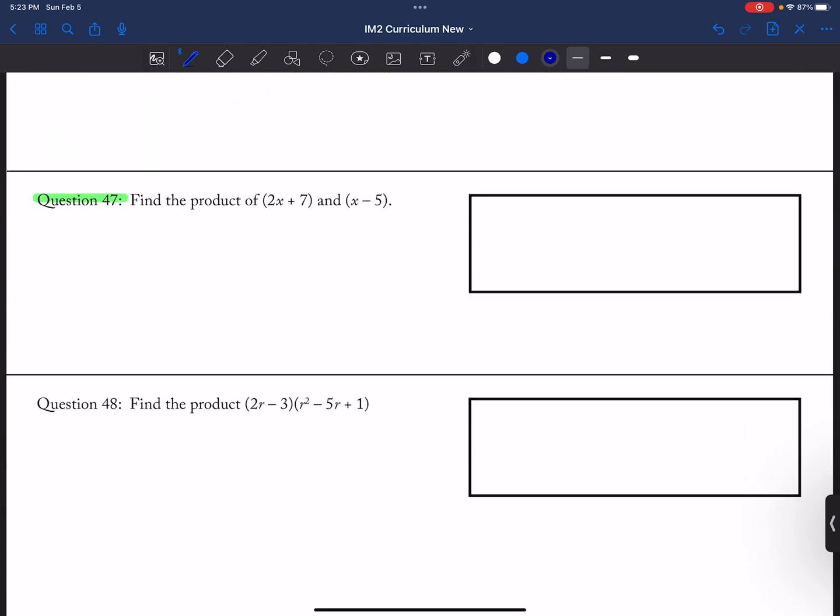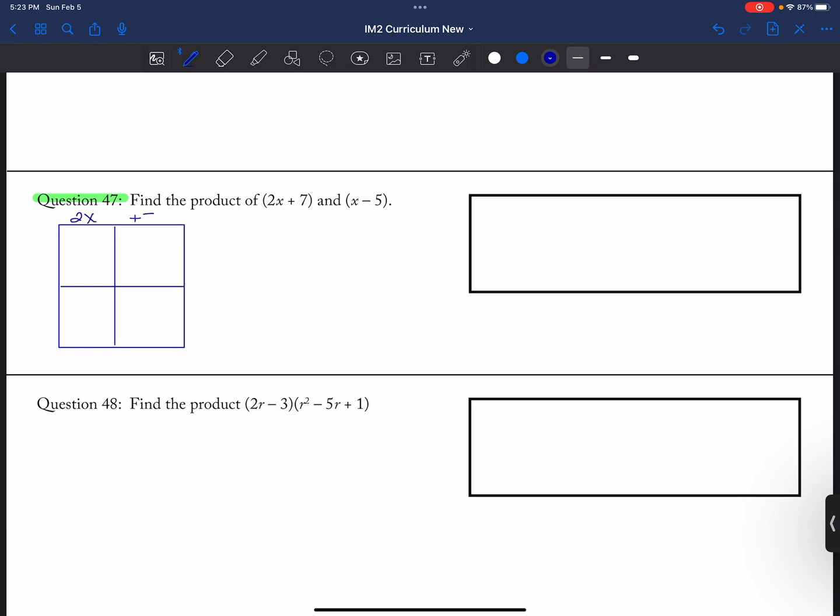47, I'm going to multiply, so I need the box. Okay, and then that is my daughter talking about the fact that it's raining outside. So we'll see what's going on.